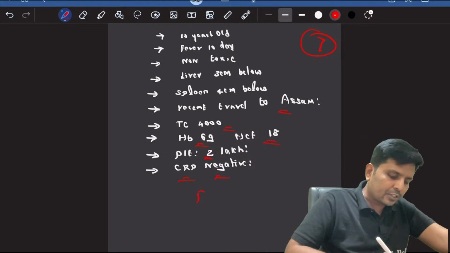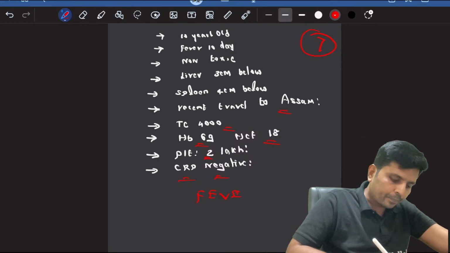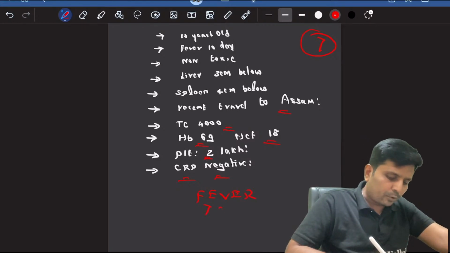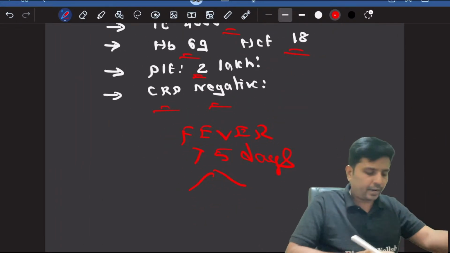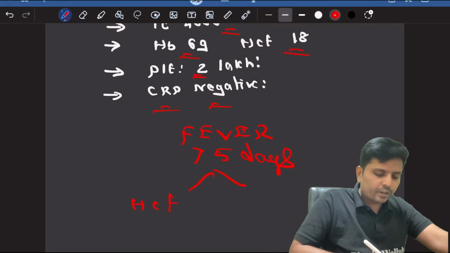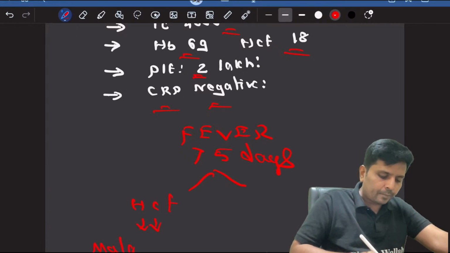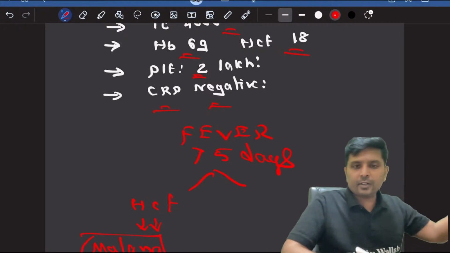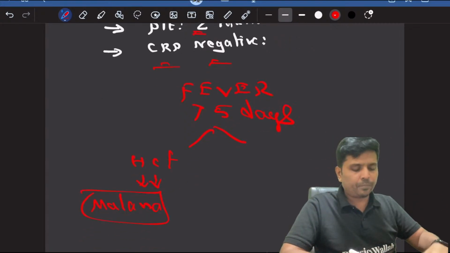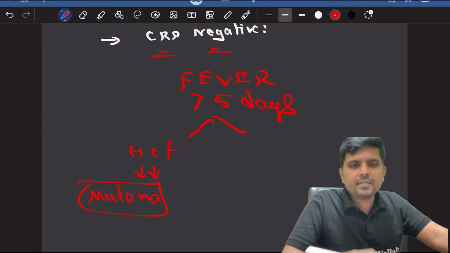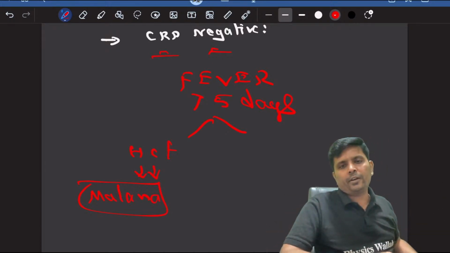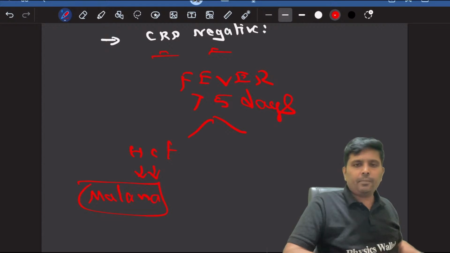Whenever you get a child with a fever which lasts for more than 5 days, always see whether the hematocrit is low or high. When the hematocrit is low, it is nothing but malaria. The child had a recent travel to hilly region, Assam, malaria. So in malaria, you all know that RBCs are lysed. So your hemoglobin will be low. Your hematocrit will be low.